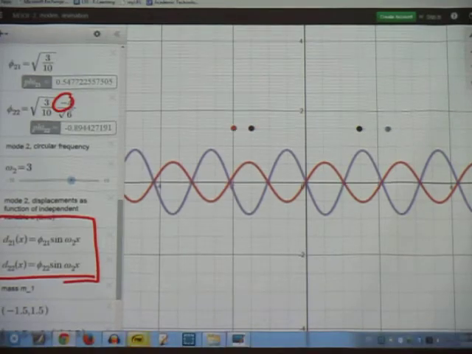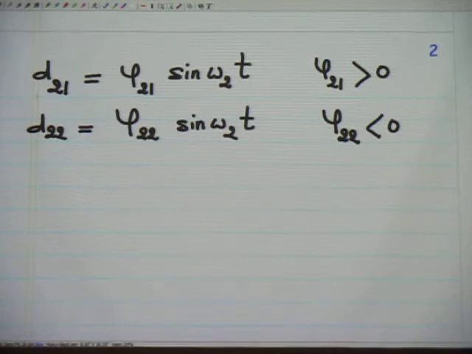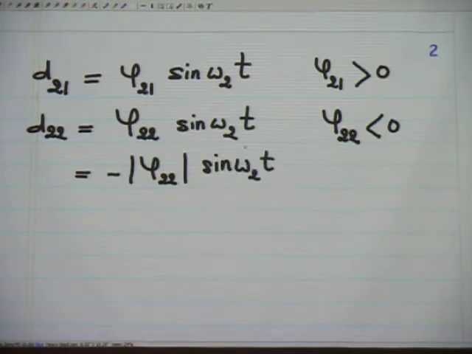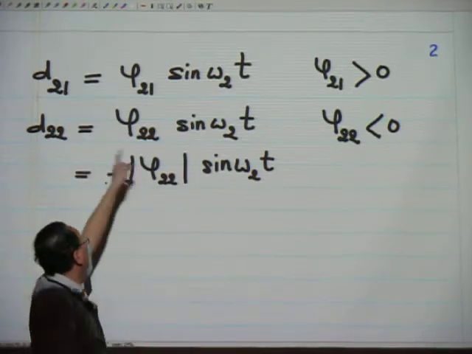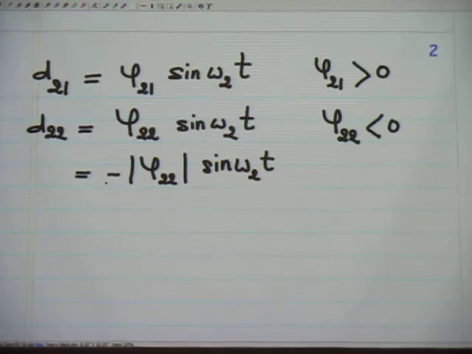So let me put in my note here, with phi 21 a positive number and phi 22 a negative number, right? And so with a negative number, you can write it like this: minus the absolute value of phi 22 times sine of omega 2 t. That's why you see D22 has a minus sign and D21 has a plus sign. So when D21 is positive, D22 is negative, right? That's why you see that the two sine curves are opposite.